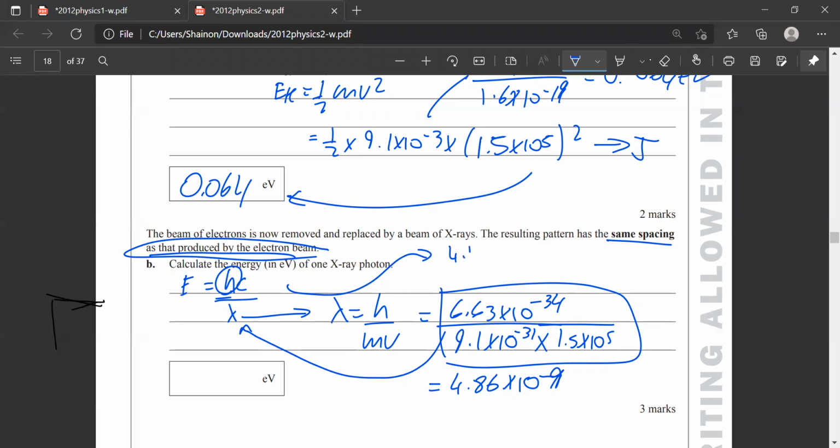So that should be 10 to the power of 8. Oops.